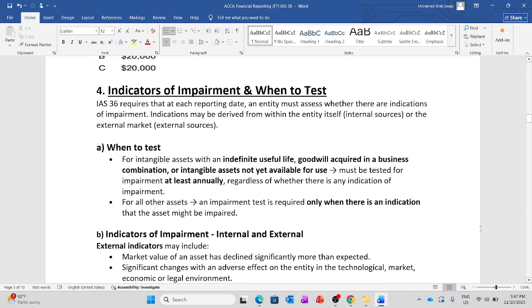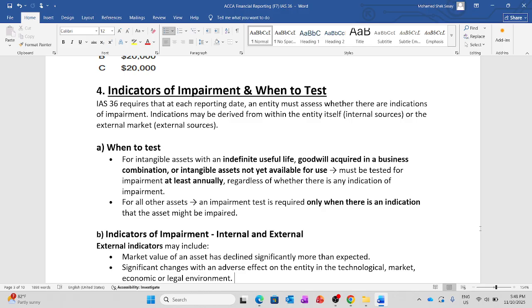So now we are going to look at indicators of impairment and when we are going to test for impairment. If you can remember, when I talked about IAS 38 intangible assets, intangible assets with an indefinite useful life should be tested annually for impairment, and we are not going to calculate any amortization on that particular intangible asset.